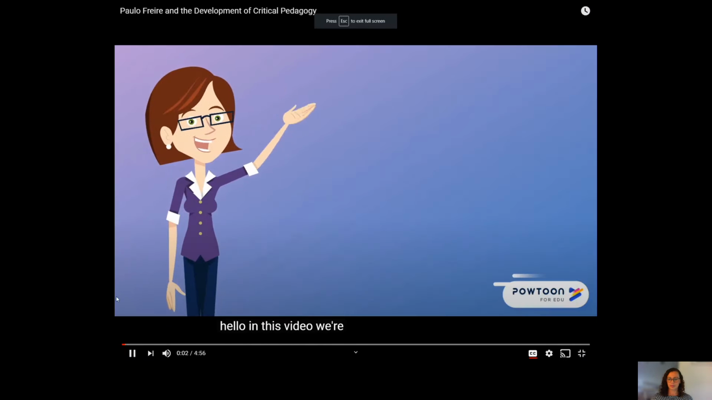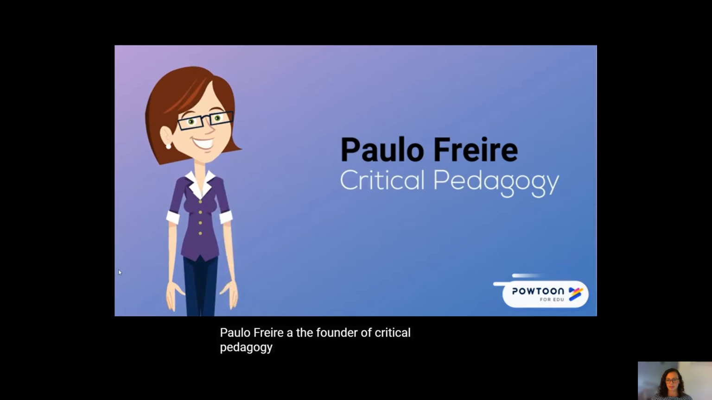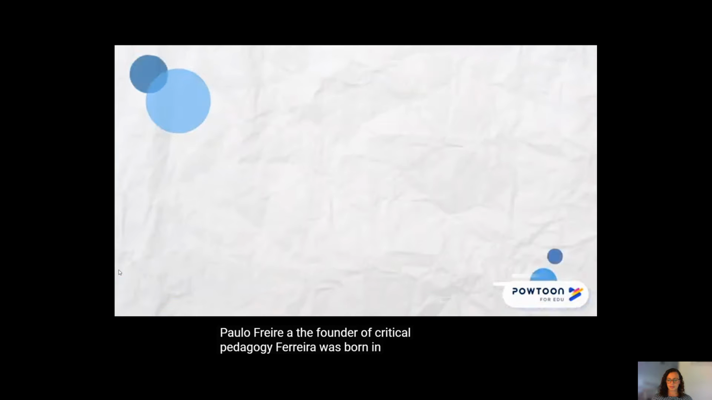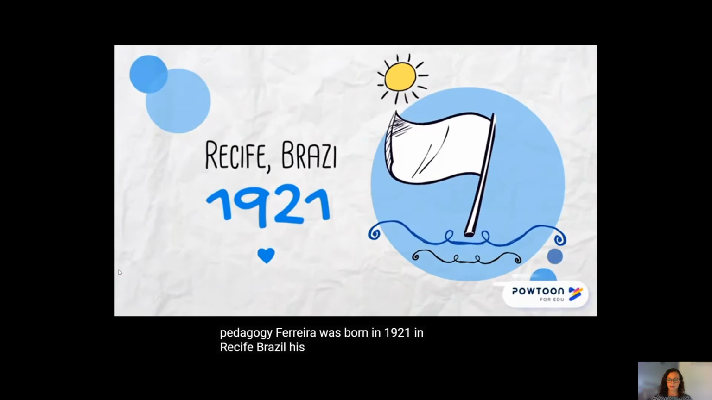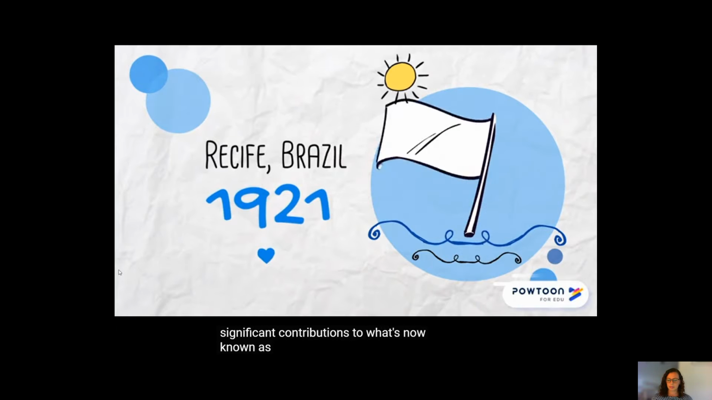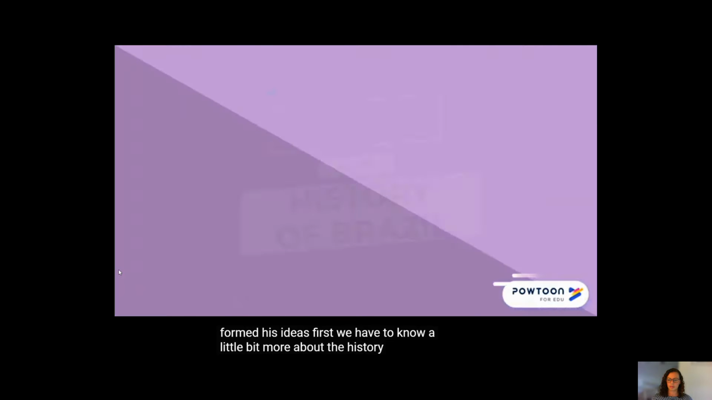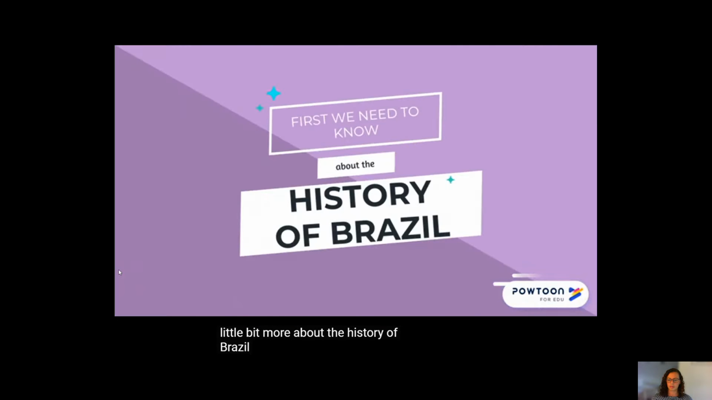Hello, in this video, we're going to meet Paulo Freire, the founder of critical pedagogy. Freire was born in 1921 in Recife, Brazil. His ideas about the role of education in political freedom eventually became some of the most significant contributions to what's now known as critical pedagogy. But to fully understand the context in which he formed his ideas, first we have to know a little bit more about the history of Brazil.